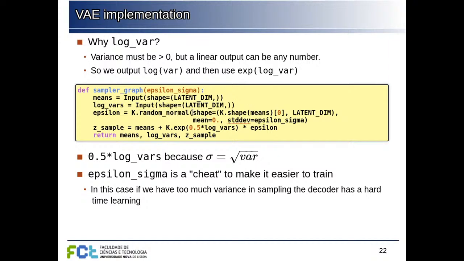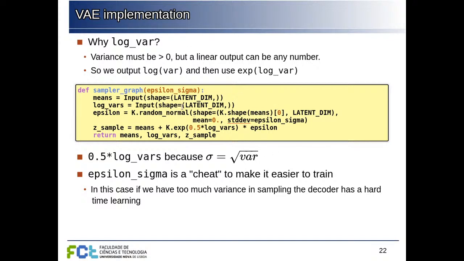We want this to be shaped as the number of examples that we have. Remember that when we are training, we are going to receive batches of examples. So the first dimension of all of these tensors will be the number of examples we are training on in the batch.